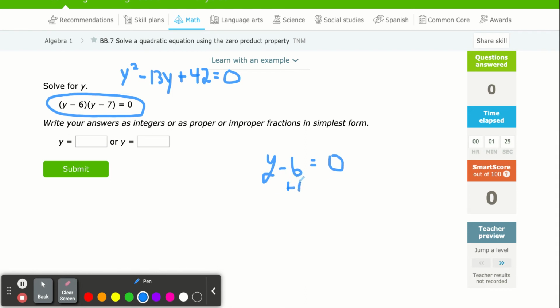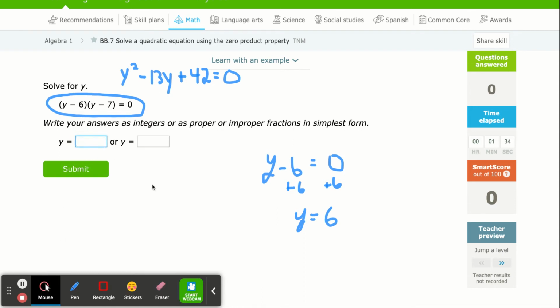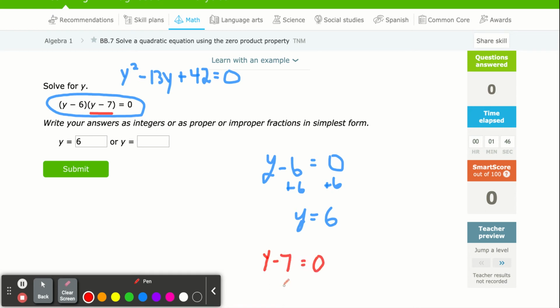I'm going to add 6 to both sides, and I find out that one possible value of y that would work would be a y value of 6. So I take that and put that into that first solution. Then I take the second set of parentheses, the y minus 7, and I set that equal to 0, and I solve for y. So I add 7 to both sides, and I find out that my other solution, or other y value that would make the equation true, would be a positive 7. And I type that into the second solution.